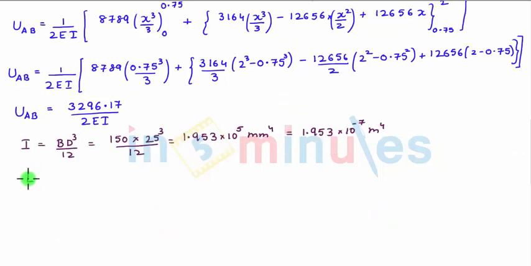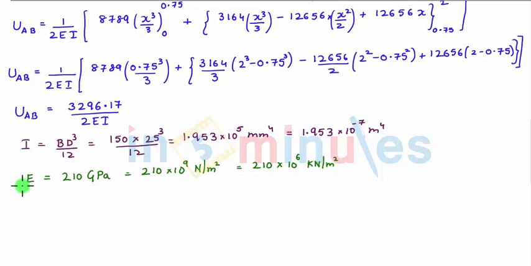Also, E of the beam is given as 210 gigapascal. So it is equal to 210 into 10 to the power 9 Newton per meter square. Now converting this into kilonewton per meter square, we have this is equal to 210 into 10 to the power 6 kilonewton per meter square.